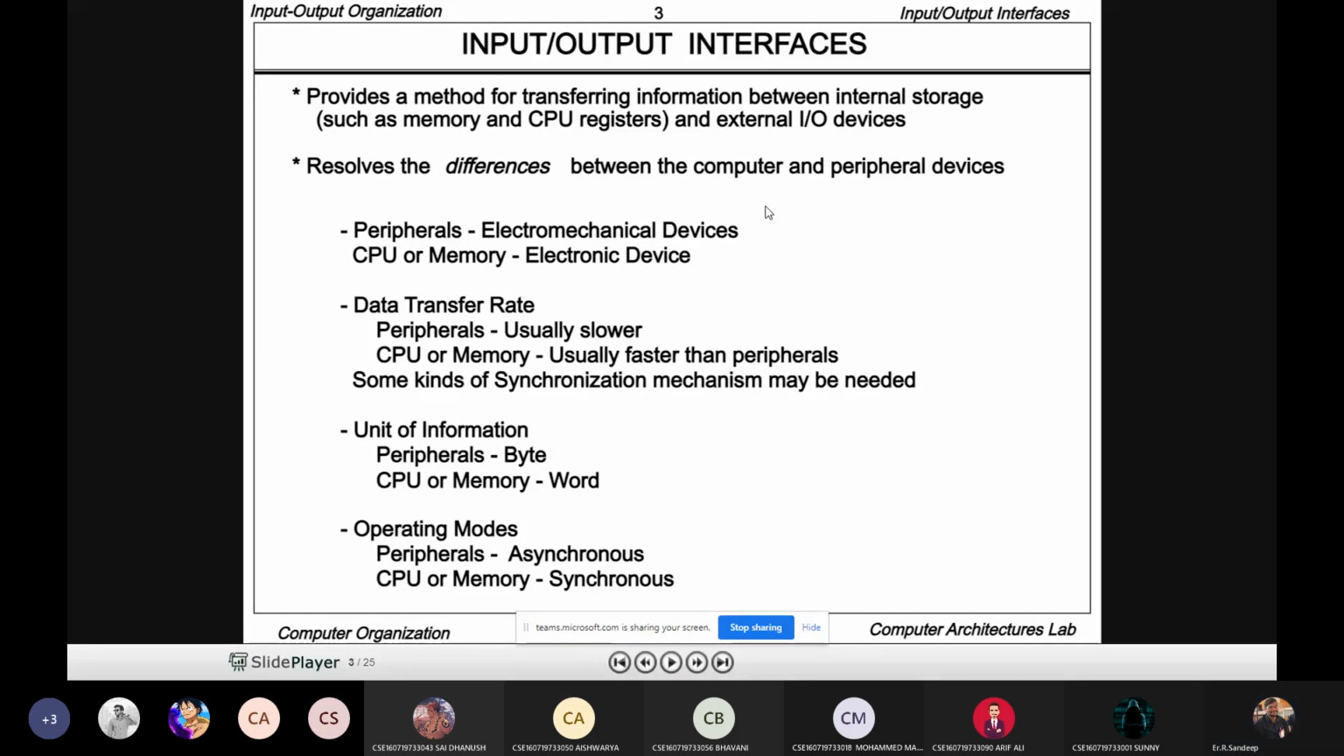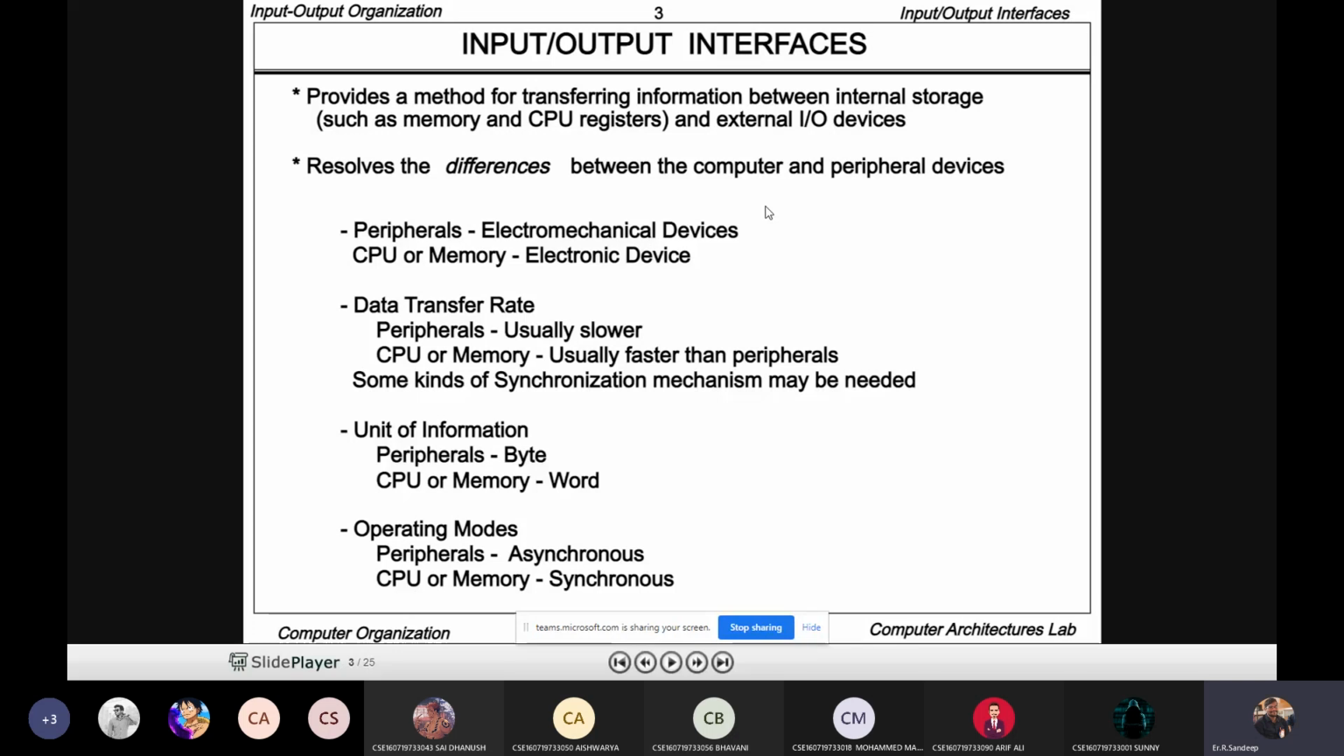Are you getting my point? Yeah, so the unit of the information. Peripherals will transfer the data in the form of bytes, and the CPU or the memory will understand the data in the form of words.